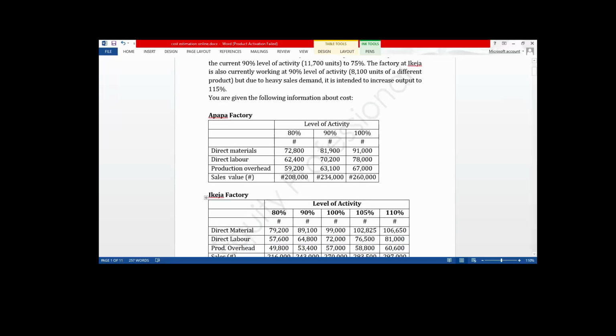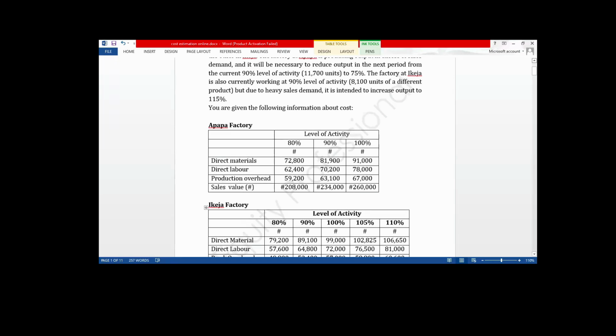Okay, let's take that reading. The examiner says the factory at Ikeja is also currently working at 90% level of activity, in brackets 8,100 units of a different product, bracket close. Due to heavy sales demand, it is intended to increase output to 115%. All right. So at Ikeja, we have 80% level up to 110.